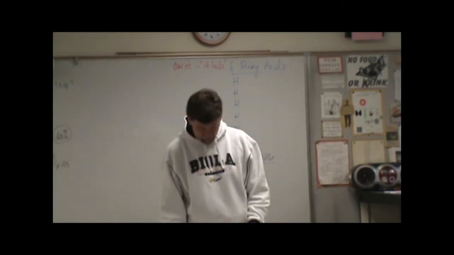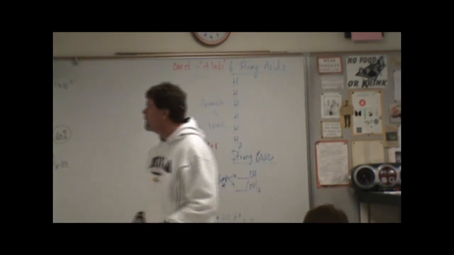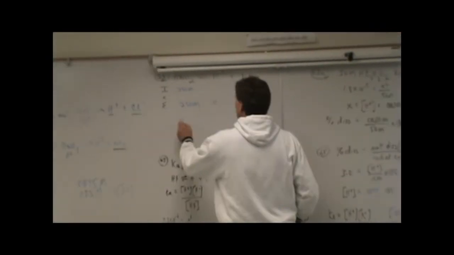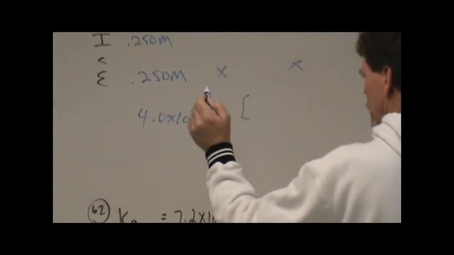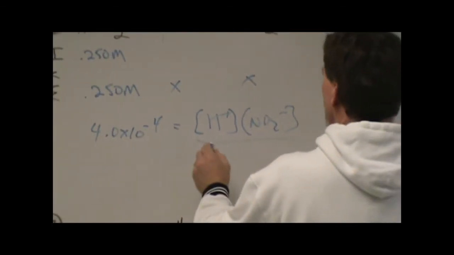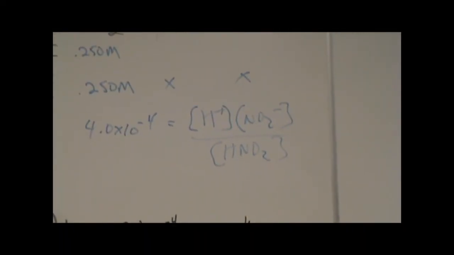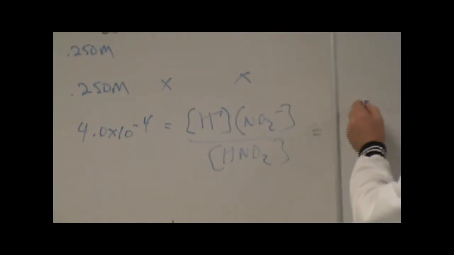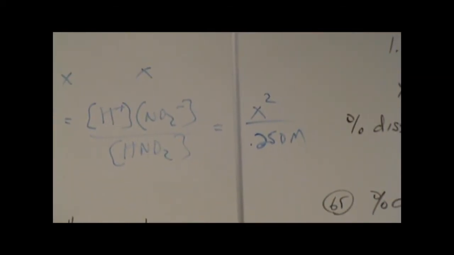So the Ka for HNO2, there it is, 4 times 10 to the minus 4. So 4 times 10 to the minus 4 is equal to x squared, let me just show the extra step, just to make the chemistry gods happy. So there's what we're plugging into. It's always x squared over 0.250.